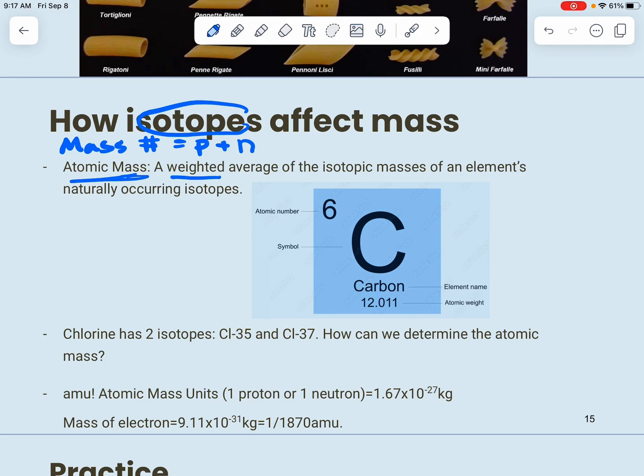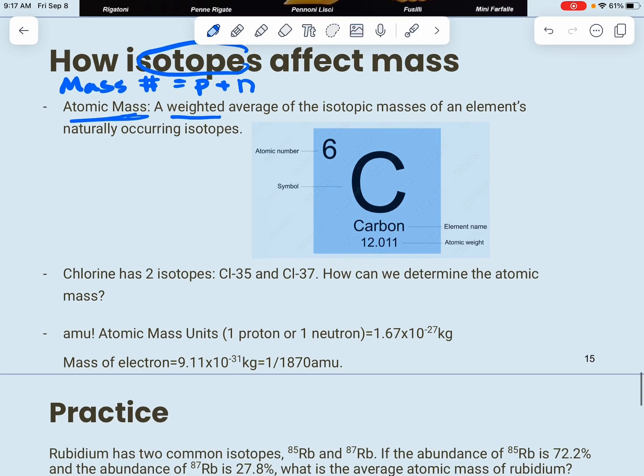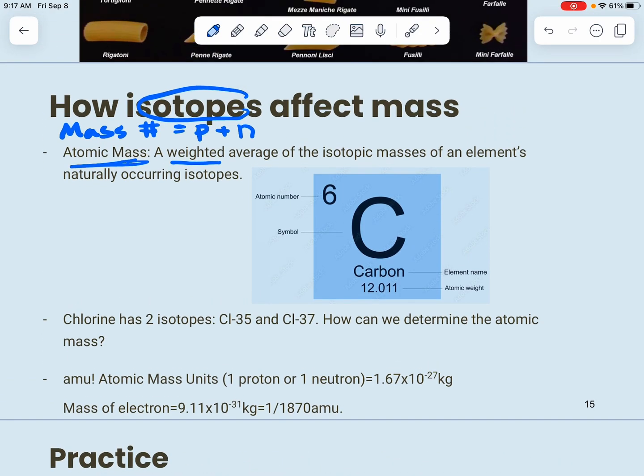So the definition here for atomic mass is a weighted average of the isotopic masses of an element's naturally occurring isotopes, okay? So we take each of the different isotopes, find their mass, and then we calculate a weighted average based on their abundance. Okay, so down here it says chlorine has 2 isotopes, chlorine 35 and chlorine 37.